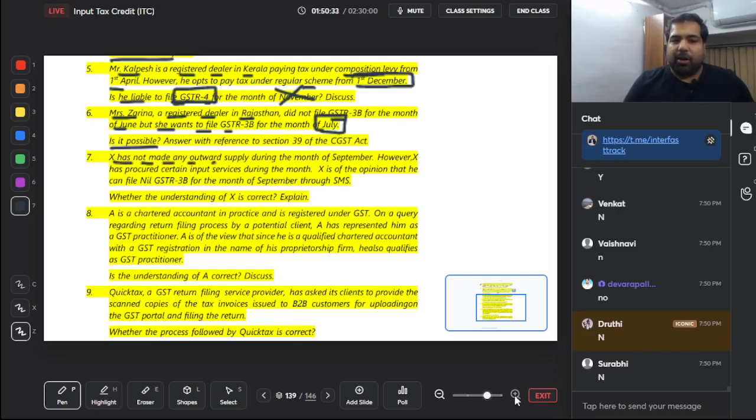X has not made any outward supplies. However, he has procured certain input services during the month. He is of the opinion that he can file nil GSTR 3B. Sorry, nil is when both sides will be nil.